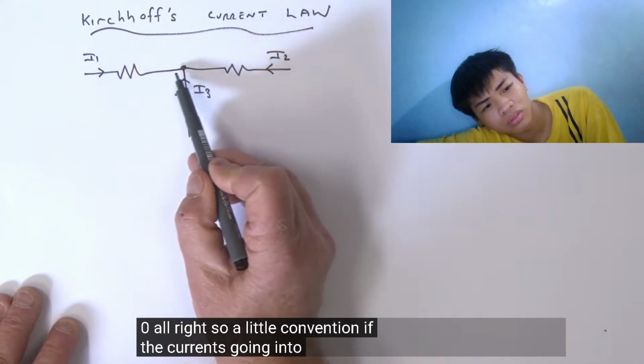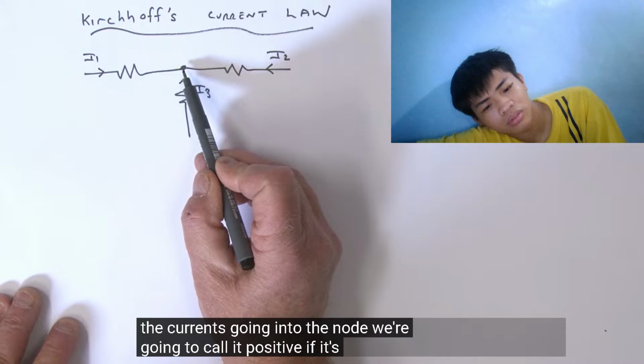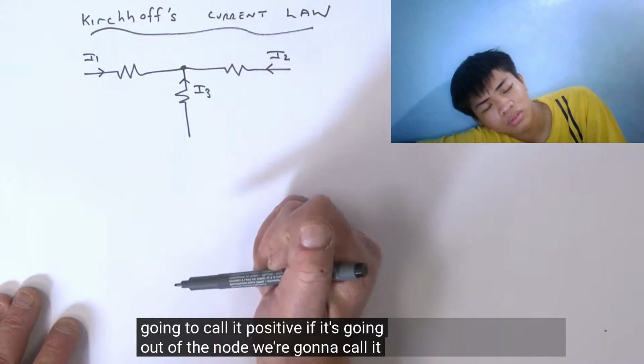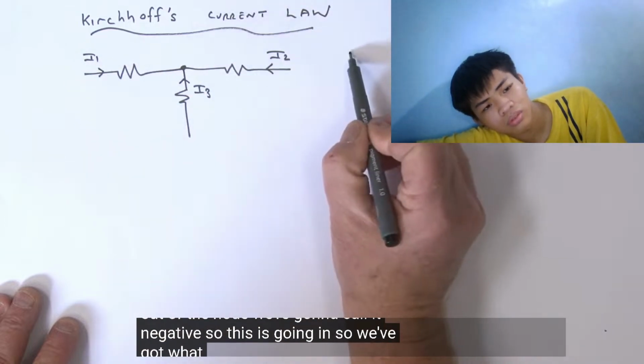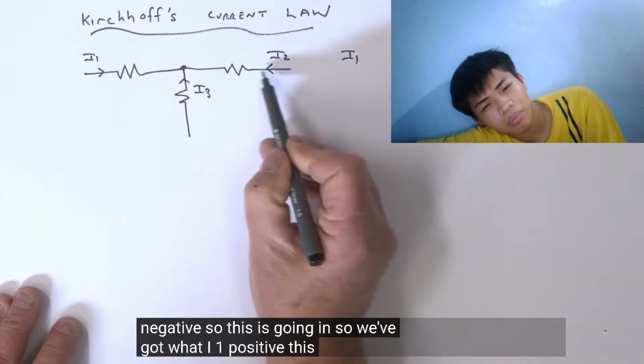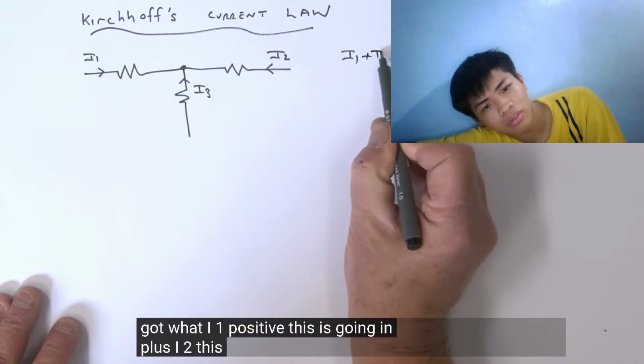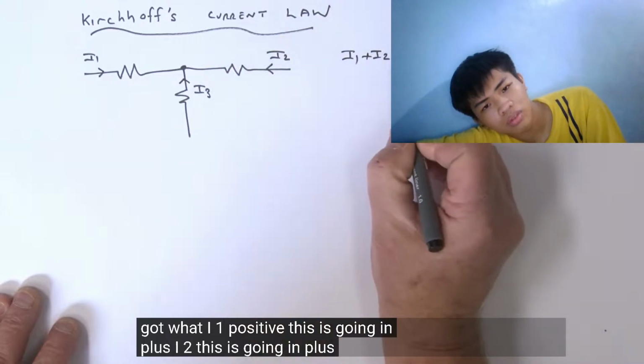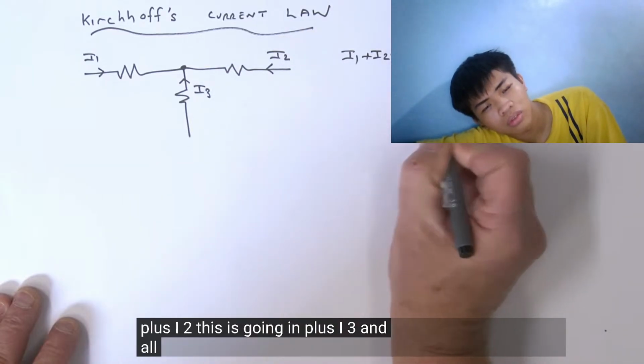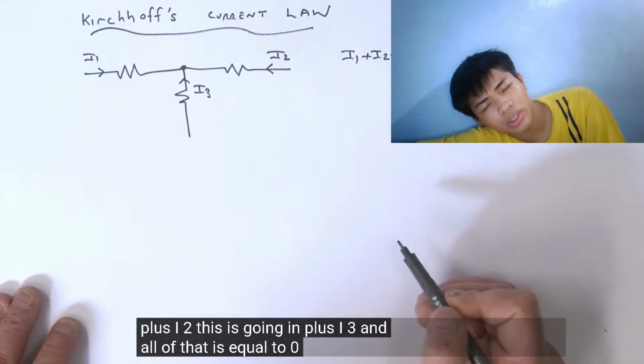All right, so a little convention. If the current's going into the node, we're going to call it positive. If it's going out of the node, we're going to call it negative. So this is going in. So we've got what? I1, positive. This is going in, plus I2. This is going in, plus I3. And all of that is equal to 0.